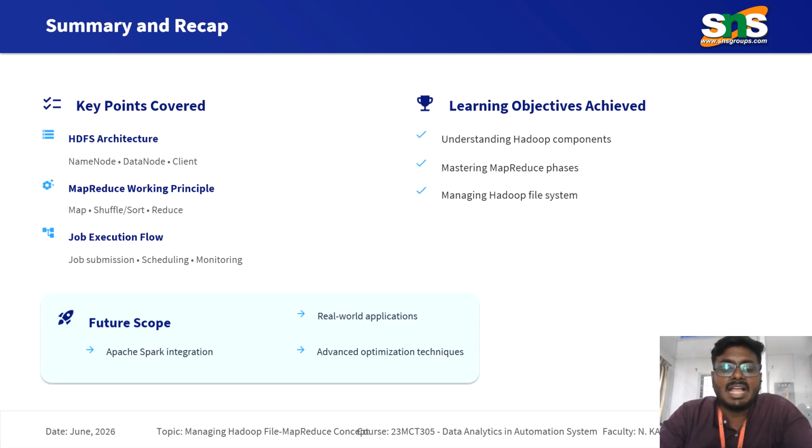Let's quickly recap. We covered the HDFS architecture, NameNode, DataNode, and the client. We understood the MapReduce working principle like map, shuffle, sort, and reduce, and we traced the job execution flow from submission to monitoring. Looking ahead, the skills you have built today are the foundation for Apache Spark, which improves on MapReduce with in-memory processing. Keep exploring real world cases. That's where this truly comes alive.